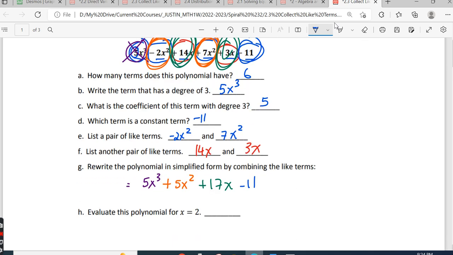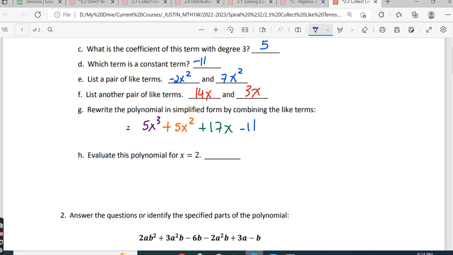And we're done. Evaluate this polynomial for when x is equal to 2. What we're being asked to do here is replace x with 2. So we're going to have 5 times 2 cubed plus 5 times 2 squared, plus 17 times 2 minus 11. Following BEDMAS, we will have 5 times 2 cubed. With BEDMAS, exponents come before multiplication, division, addition, or subtraction, right?